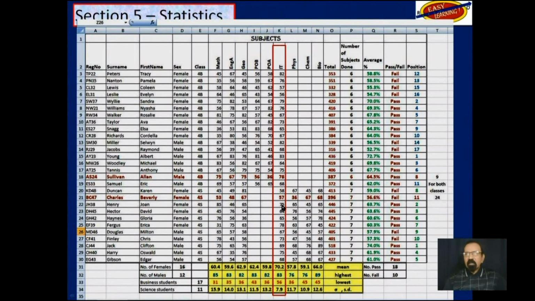Now, as you can see, for IT, the mean is 70.2, the highest mark is 83, the lowest mark is 56, and the standard deviation is 7.9, which means that with such a small standard deviation, the marks are bunched together closer to the mean.